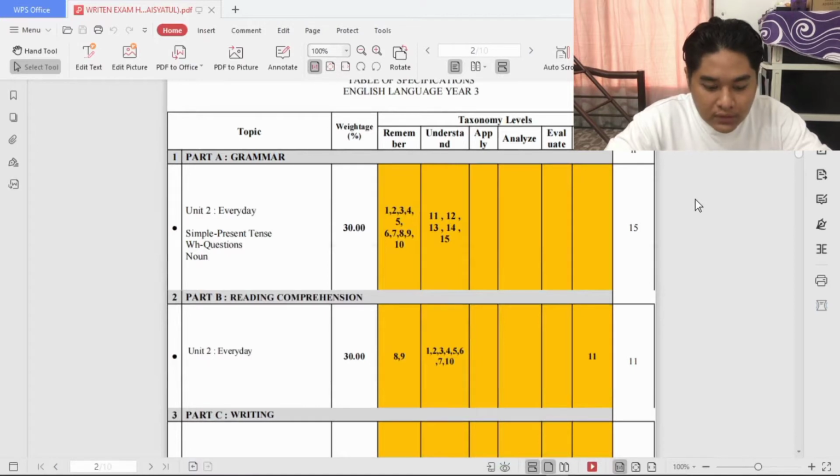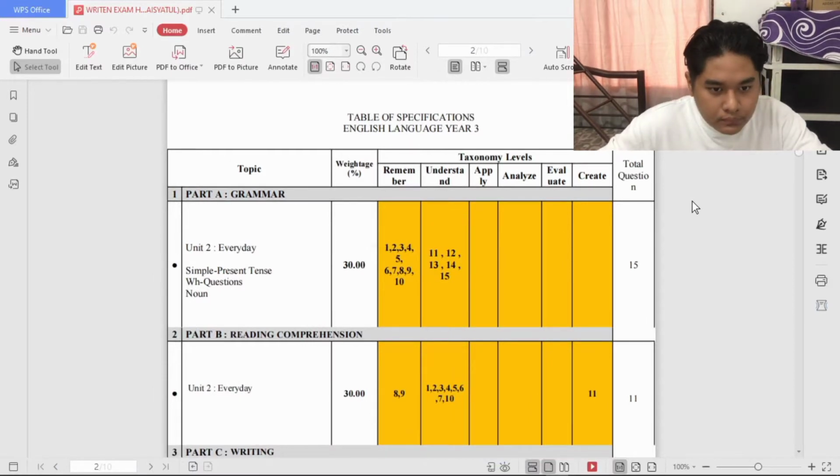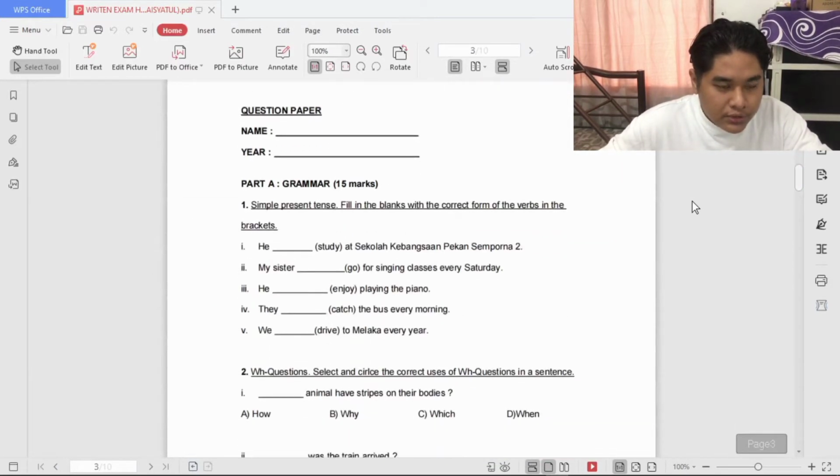There are 15 questions, so each question equals 2% of the weightage. For questions 1 to 10, the taxonomy level is remembering, and for questions 11 to 15, it is understanding. As you can see, for the first 5 questions I will be asking about simple present tense.